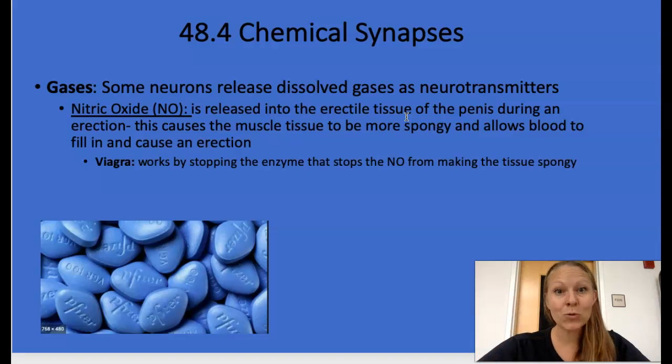Viagra, known as the little blue pill, works to allow an erection to last longer. It works by stopping the enzyme that breaks down the nitric oxide's effect of making the tissue spongy. So basically, it allows the tissue to be spongy longer so that the erection can last longer.